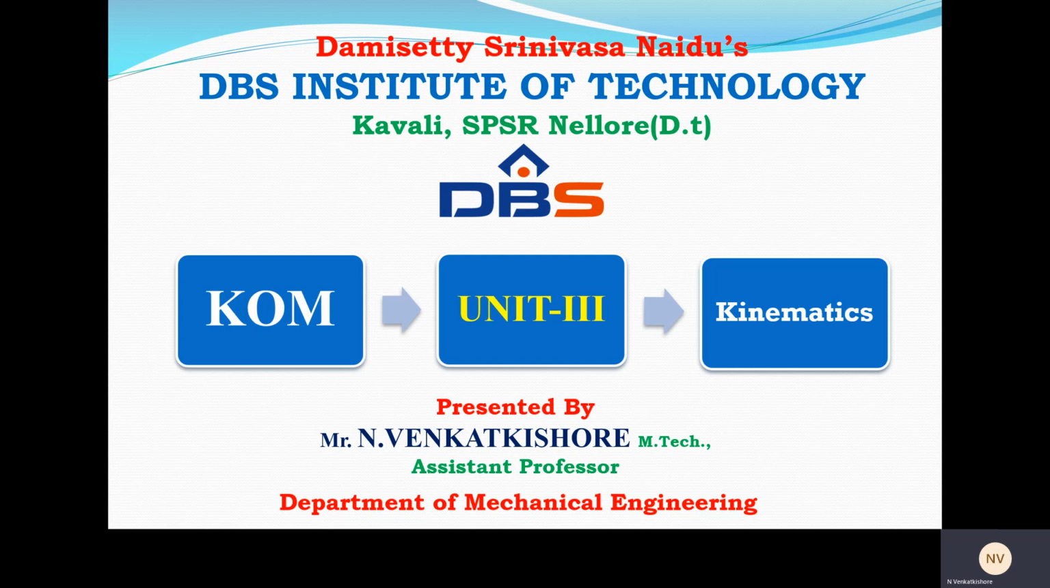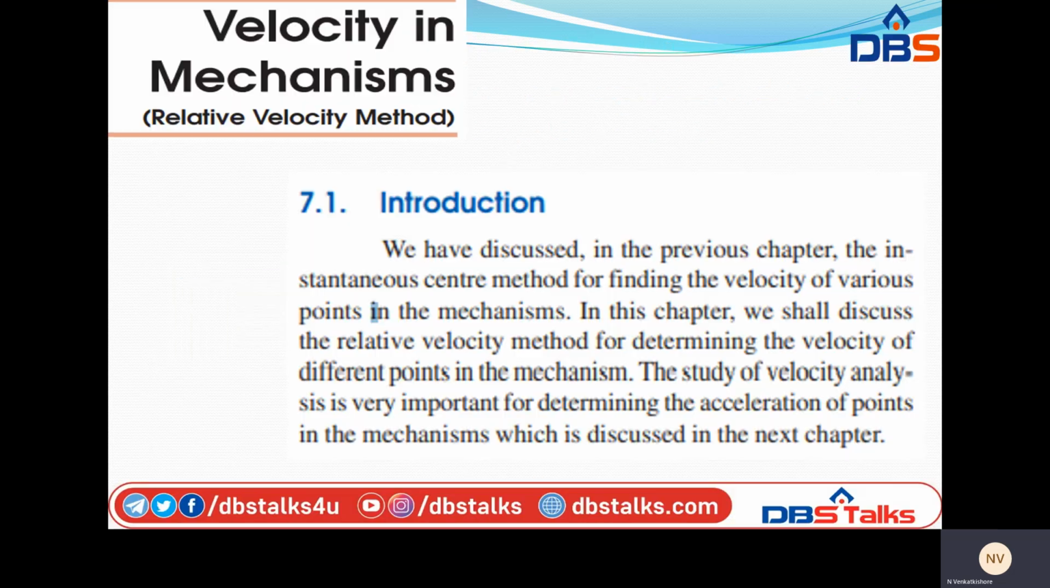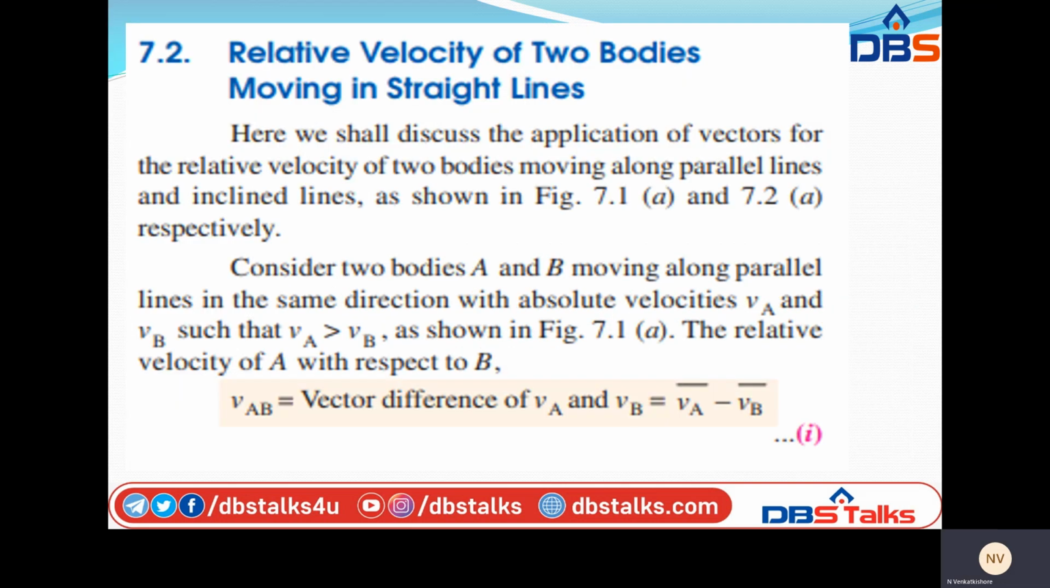Now we are coming to the extension of the velocity in mechanisms by using another method, that is the relative velocity method. After finding all these in the previous lesson, now we are going for determining the velocity of the different points in any mechanism. The study of velocity analysis is very important for determining the accelerations of points in the mechanism, which is discussed in the next class. So now we are discussing only the relative velocity method.